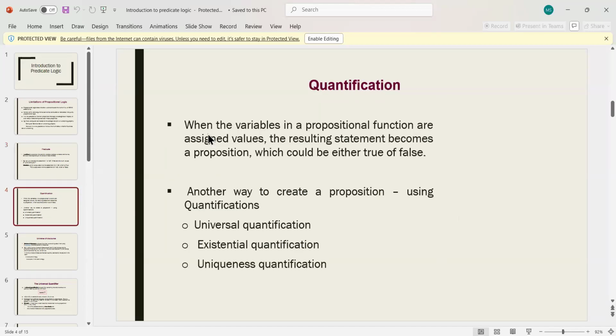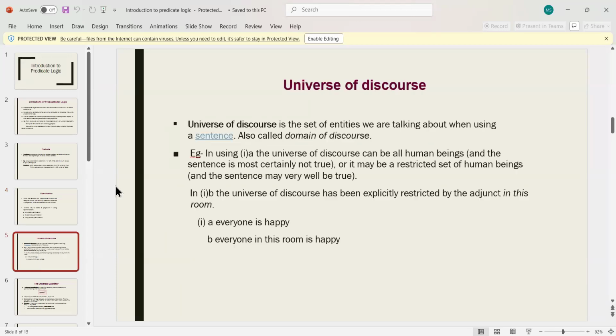Now, quantification means when the variables in a propositional function are assigned values, the resulting statement becomes a proposition, which could be either true or false. Another way to create a proposition is using quantifiers. There are 3 types of quantifiers: universal quantifier, existential quantifier, and uniqueness quantification, right?